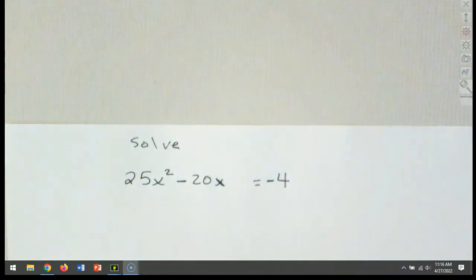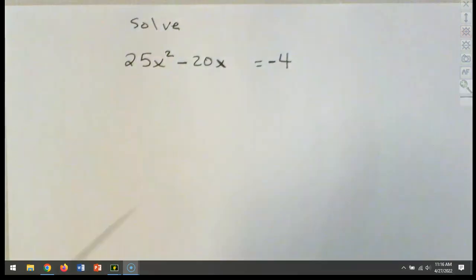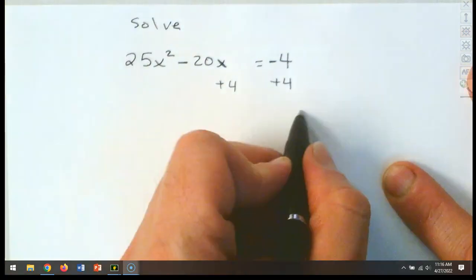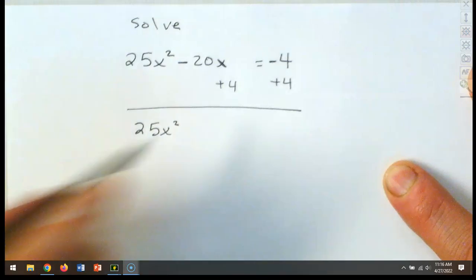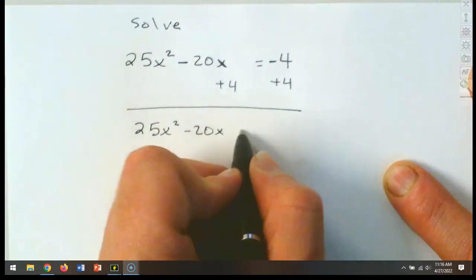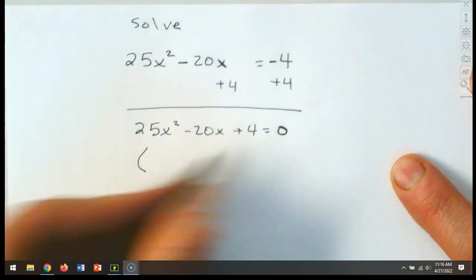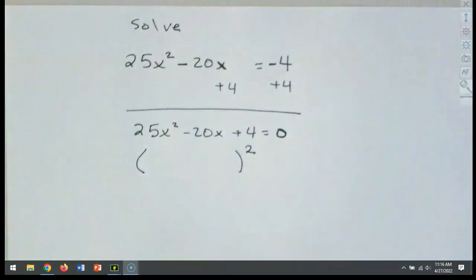So what we're going to do is solve it just like the others. First things first, add the 4. Nothing new. And that is now 25x squared minus 20x plus 4. Can anyone see what this is going to factor into? Does anyone see something special about this one? Okay, yep. It's a perfect square trinomial.